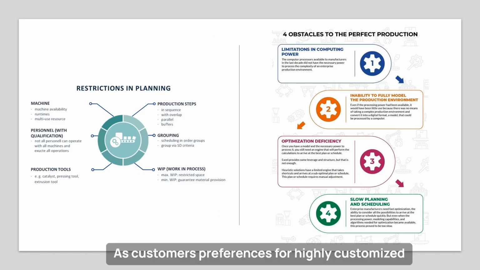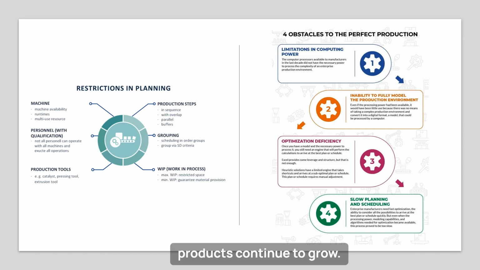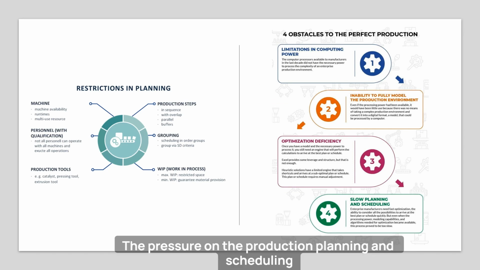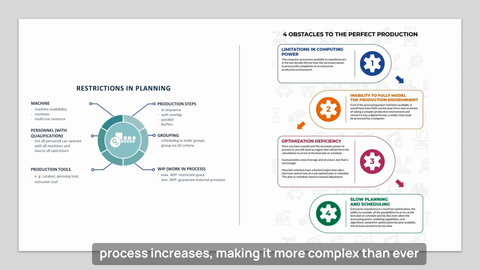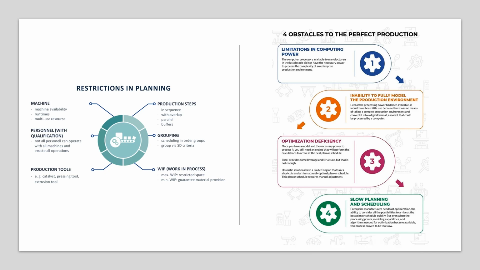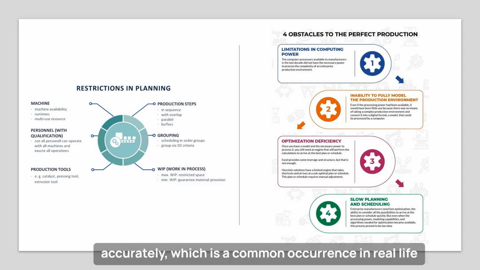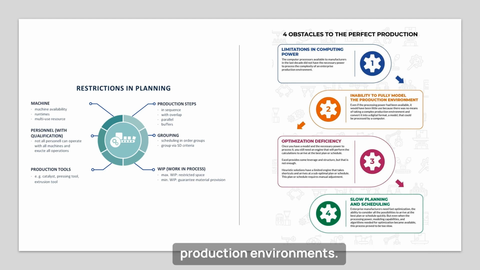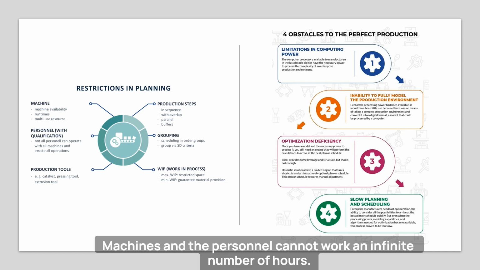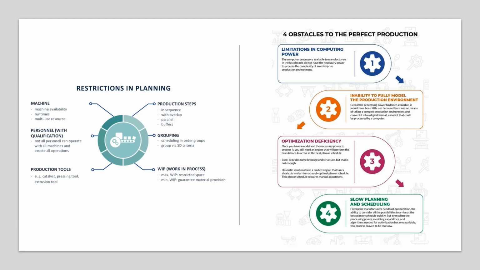As customers' preferences for highly customized products continue to grow, the pressure on the production planning and scheduling process increases, making it more complex than ever before. In an APS system, it is essential to represent the restrictions accurately, which is a common occurrence in real-life production environments. For example, machines and personnel cannot work an infinite number of hours.